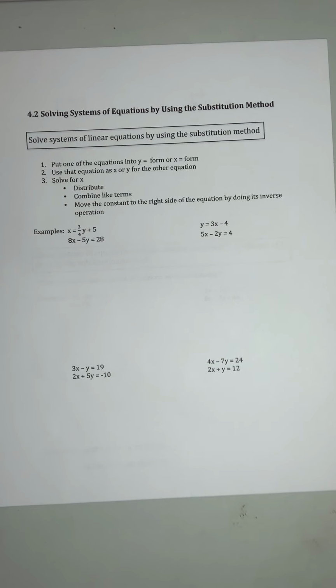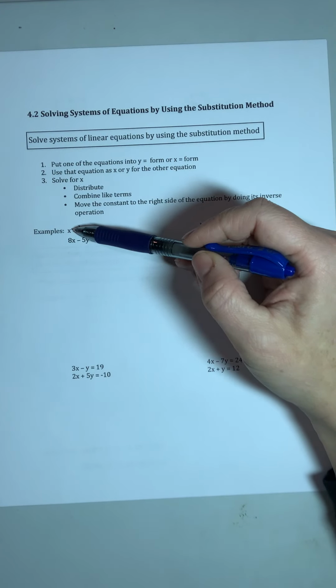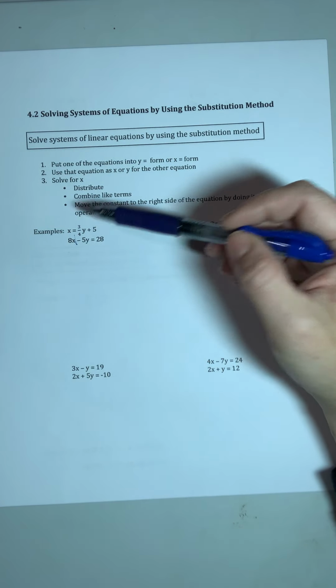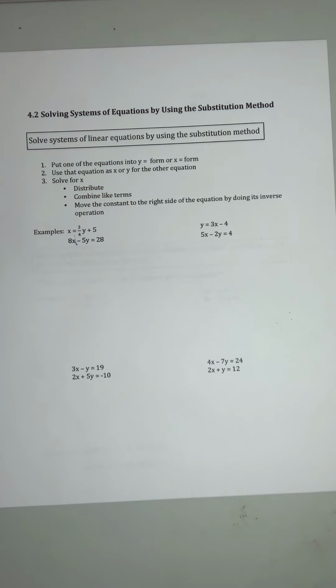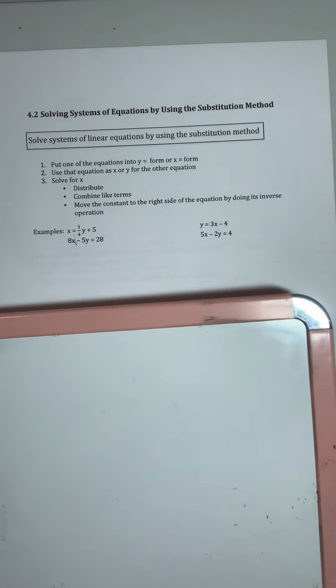Solving for the x and the y by using the substitution method. So our goal is to find out what x is and what y is, okay? But it has to be the same x for both and the same y for both, okay? So this is what we are going to do. First, let me backtrack for a second.